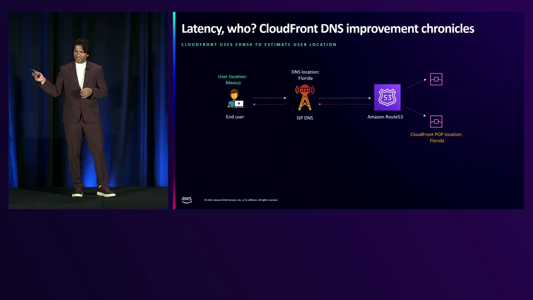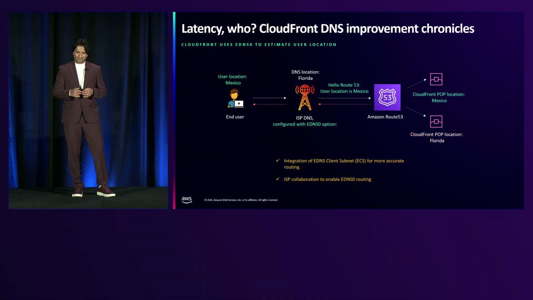So in my example here, my end user is in Mexico, but the DNS resolver is in Florida. Previously, this would have meant that the end user would have been connected to an edge location in Florida. Now, if the end user's ISP is configured with eDNS 0, the end user's location gets passed on to CloudFront DNS, and the user is connected to the CloudFront POP in Mexico.